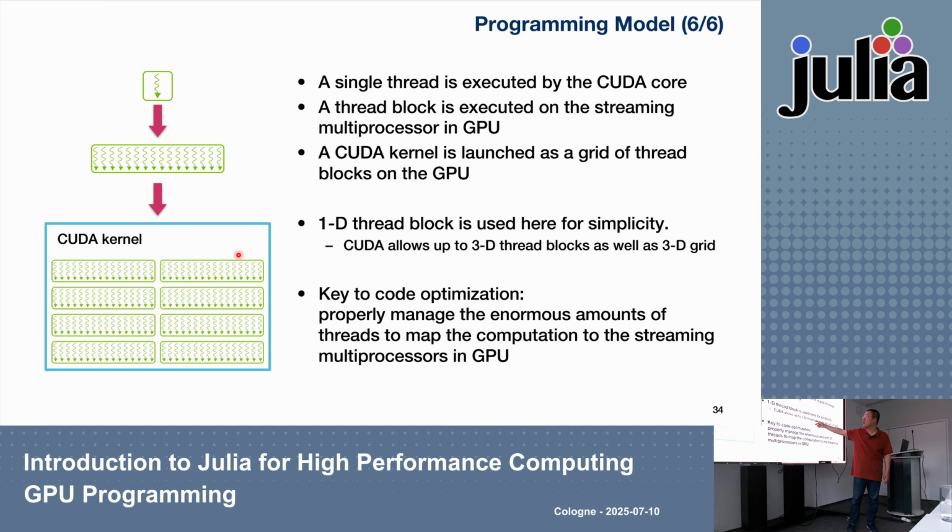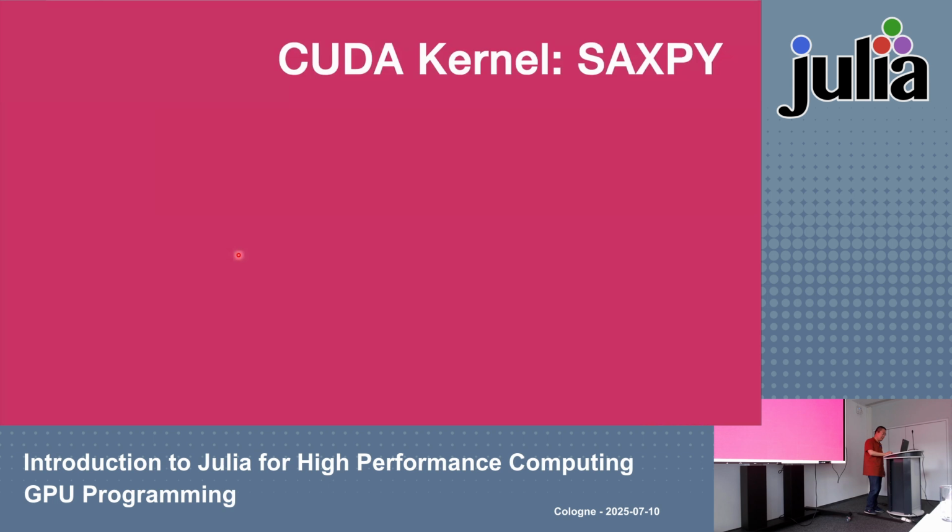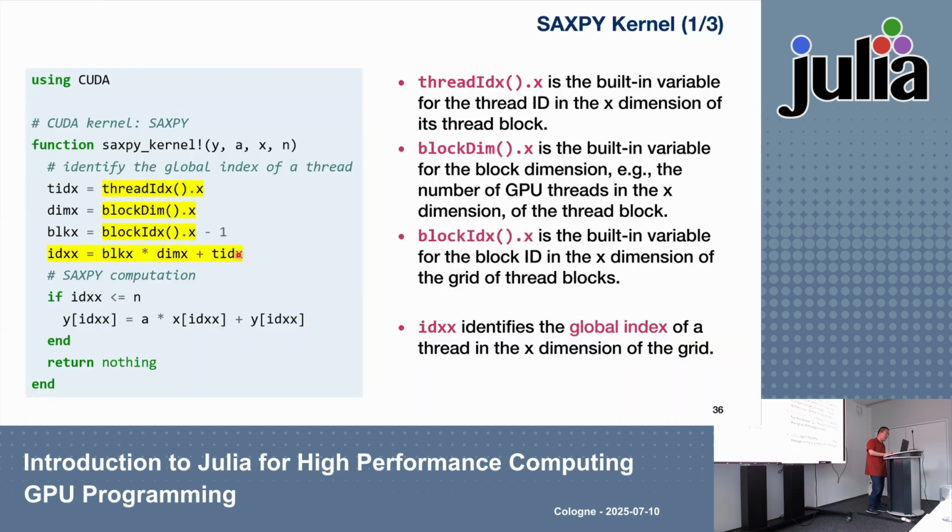In reality, CUDA allows up to 3-dimensional thread architecture in X dimension, Y dimension, Z dimension. So you can imagine this is really, really beyond this complexity. And the key to code optimization is to manage those enormous amount, 10 million, 100 million threads on GPU in a proper way. This is not an easy task. Let's just look at the CUDA kernel for SAXPY, because CUDA kernel for SAXPY is already challenging for this course.